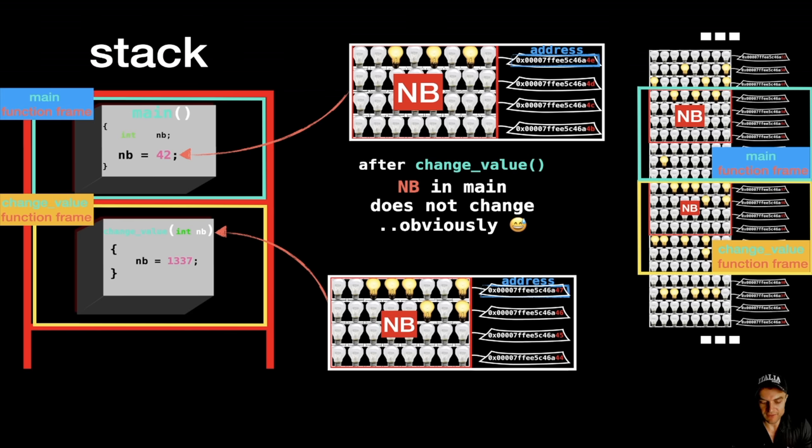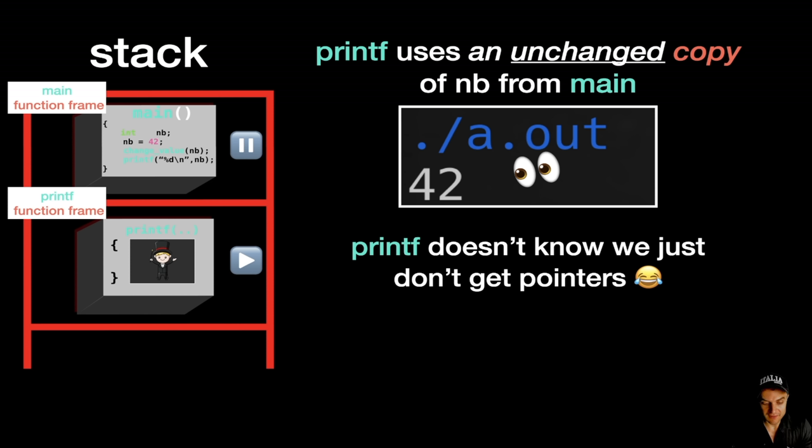Well, we have the deallocation of the function change value. So boom. And in the main function, I call again the printf, but the printf is getting the old 42, right? Because I've changed the value which was in another stack frame. So nothing really changed. So printf simply keeps using the usual nb 42, and the printf is not aware that we don't understand pointers, my friend.